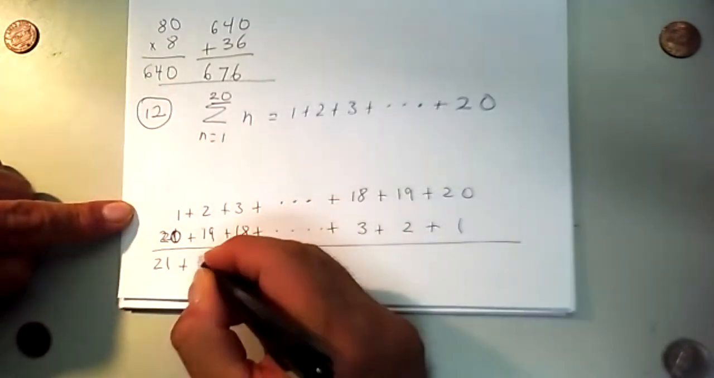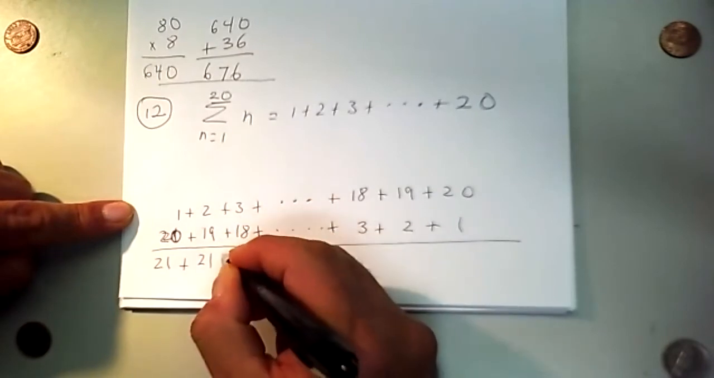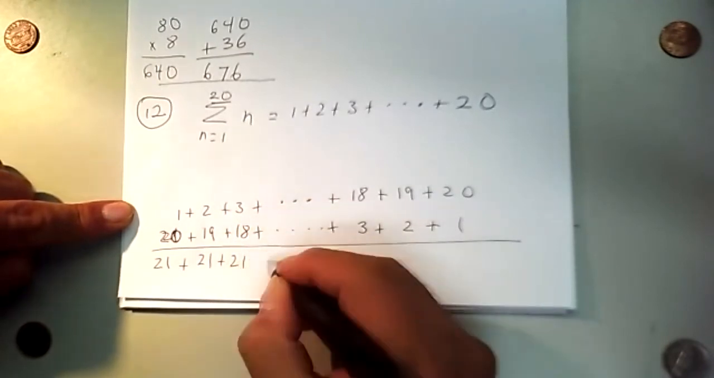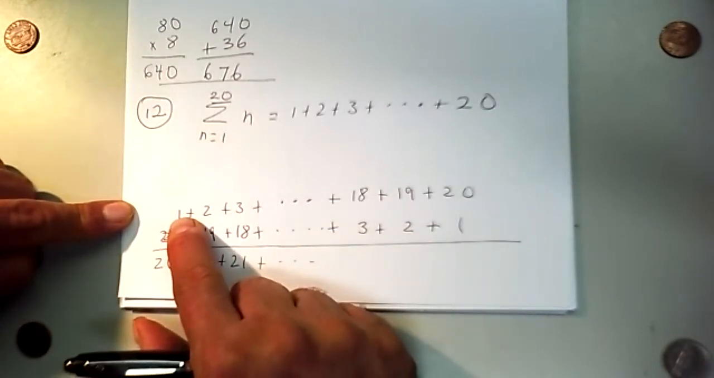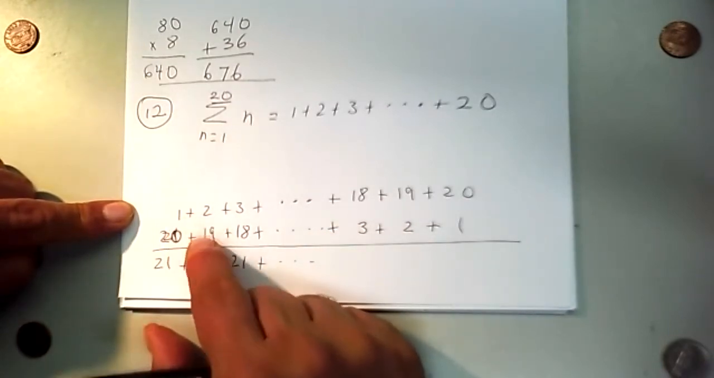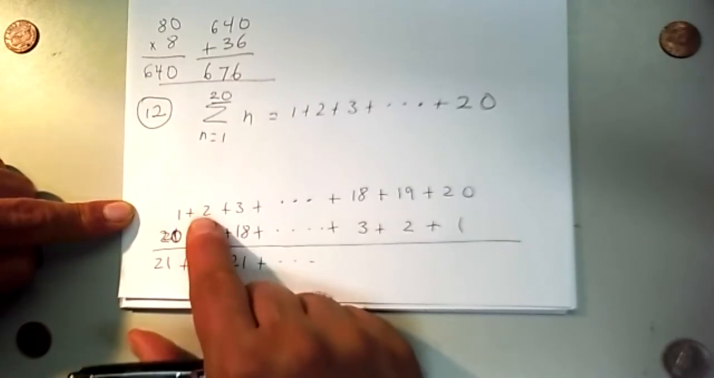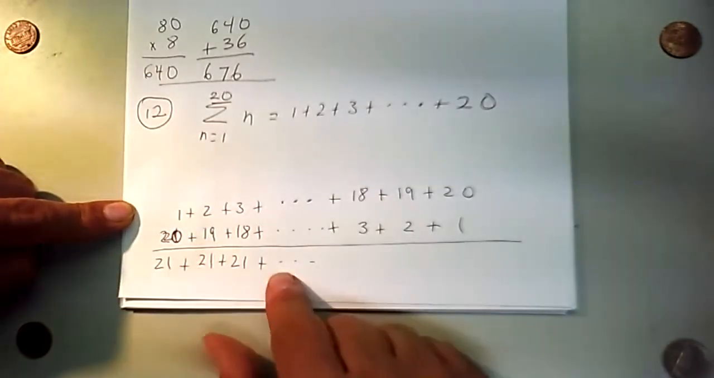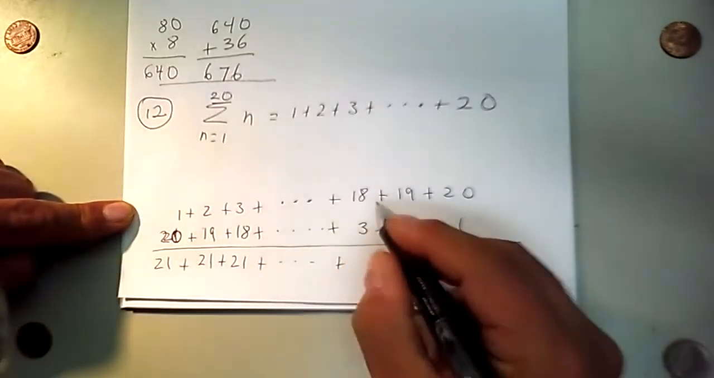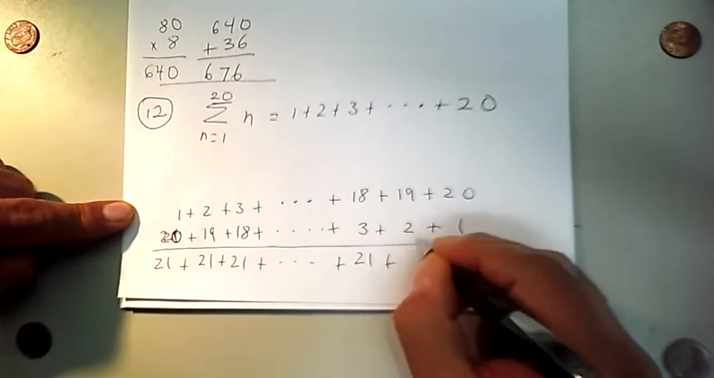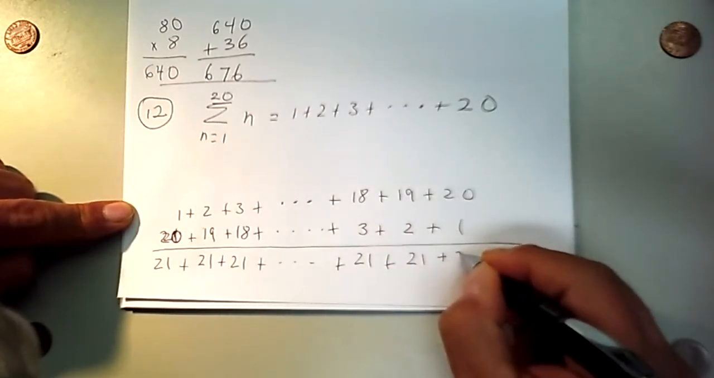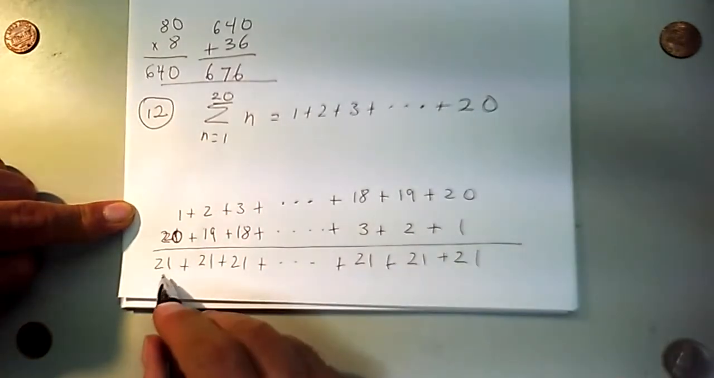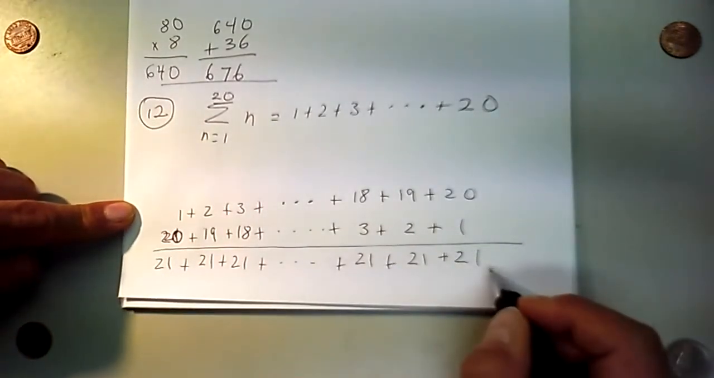2 plus 19 is 21. 3 plus 18 is 21. All of those sums are 21 because on the top, as we go up by 1, on the bottom, we go down by 1. So we cancel off the going up and going down, and we always end up with 21. 18 plus 3, 21. 19 plus 2, 21. 20 plus 1 is 21. So this is really a bunch of 21s.